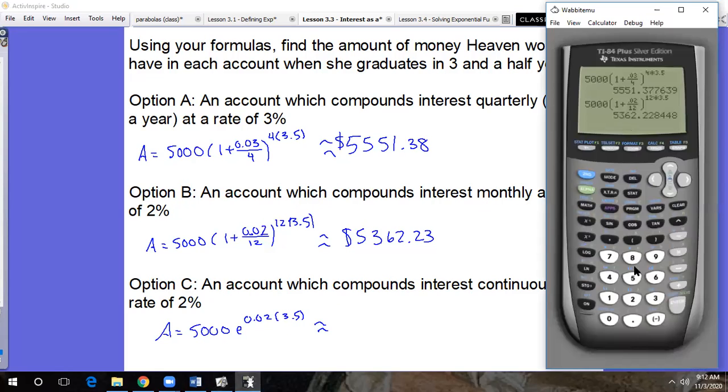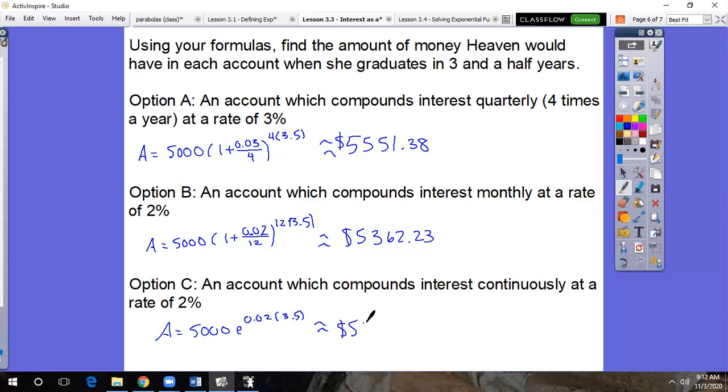And then for the last one, we're going to do 5,000. Again, if I want to raise E to some power, I'm going to press second ln. Now my calculator says E to some power, so it's going to be 0.02 times 3.5. And this gives me about $5,362.54. So as you may have suspected initially, the one with the highest interest rate is the one that will have the most money after 3.5 years.